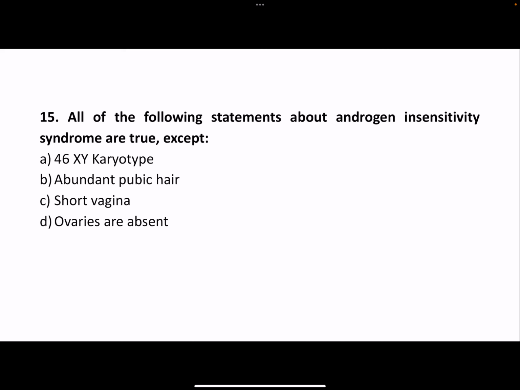Question number 15. All of the following statements about androgen insensitivity syndrome are true except; we have to find out the false statement. Option A, 46XY karyotype, this statement is true because the karyotype is 46XY in androgen insensitivity syndrome. Option B, abundant pubic hair, this option is wrong because the pubic hair in androgen insensitivity syndrome is scanty or absent. So this option B is wrong.